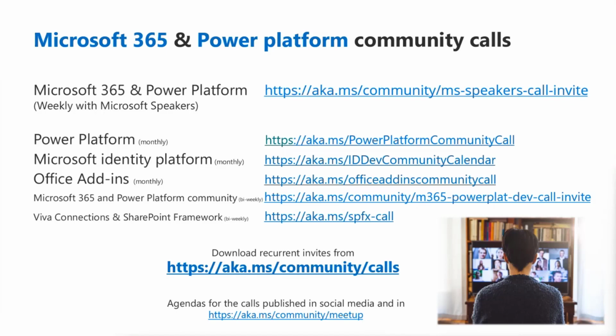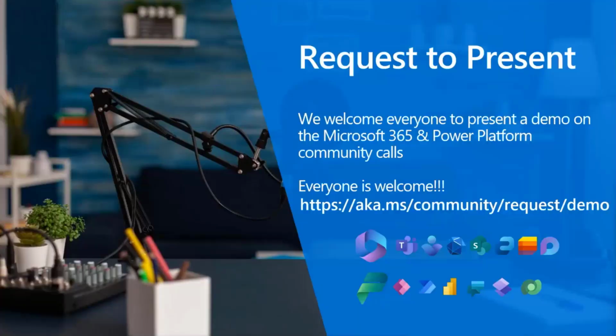We've got the identity platform, Office add-ins, and then, of course, the bi-weekly sibling calls, Microsoft 365 and Power Platform community, which you are on now. And we also have Viva Connections and the SharePoint Framework. You can download and get any and all of these invites. Where? aka.ms/community/calls will give you access to all of those. You could also check out the meetup for these at aka.ms/community/meetup.